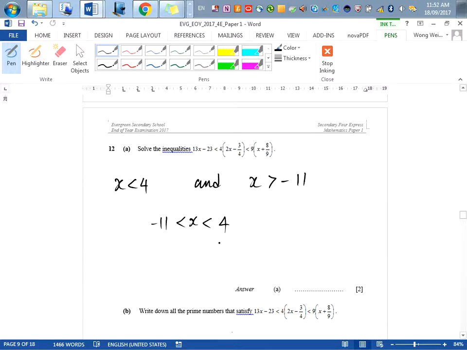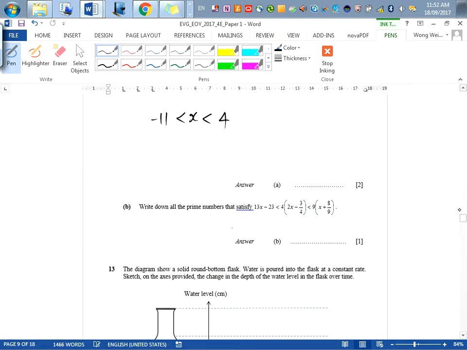Okay. Then write down all the prime numbers that satisfy this. Meaning, what are all the prime numbers here? Yeah, 2 and 3. I had negative numbers. Negative numbers are not prime numbers. I had 1. 1 is not a prime number. What's the definition of prime number? Number that can be divided by 1 and itself. So two numbers. So the smallest will be 2. Okay, 2 can be divided by 1, it can be divided by 2.